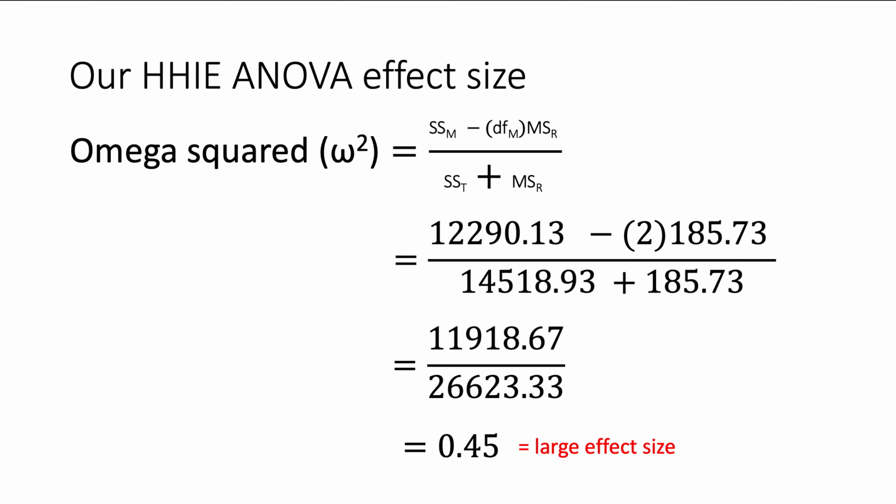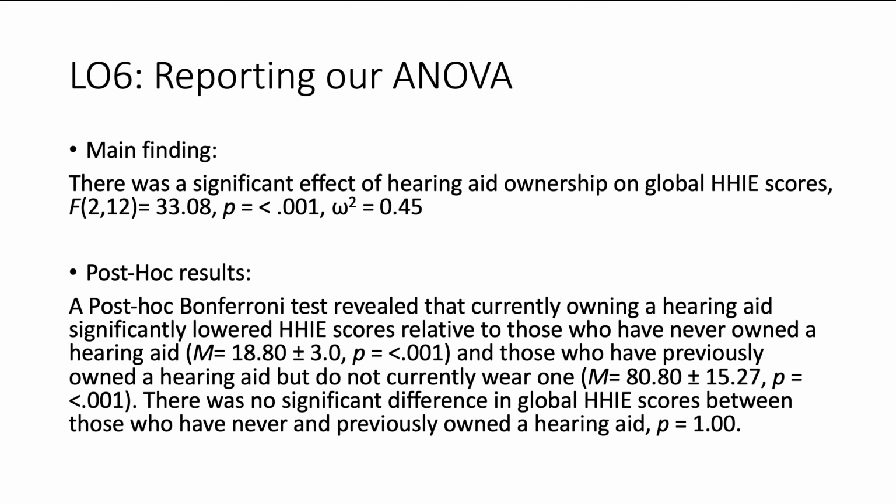So I've worked out the effect size for our ANOVA, and we can see that it's a large effect size here. When we report our ANOVA, we must report the main findings. So that was that there was a significant effect of hearing aid ownership on global HHIE scores, and our post hoc, in particular naming which post hoc test we ran.